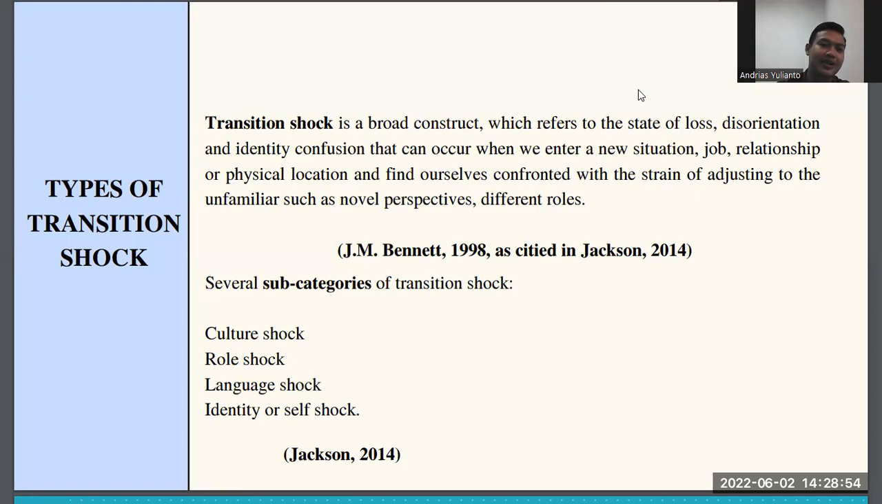Here are several subcategories of the transition shock. The first is culture shock. Culture shock is really common in a new situation, in a new life, in a new environment. When sojourners come, or when we cross borders, we travel with our own language, values, beliefs, and habits that we develop in our home country. We develop them, of course, through our social process of enculturation.